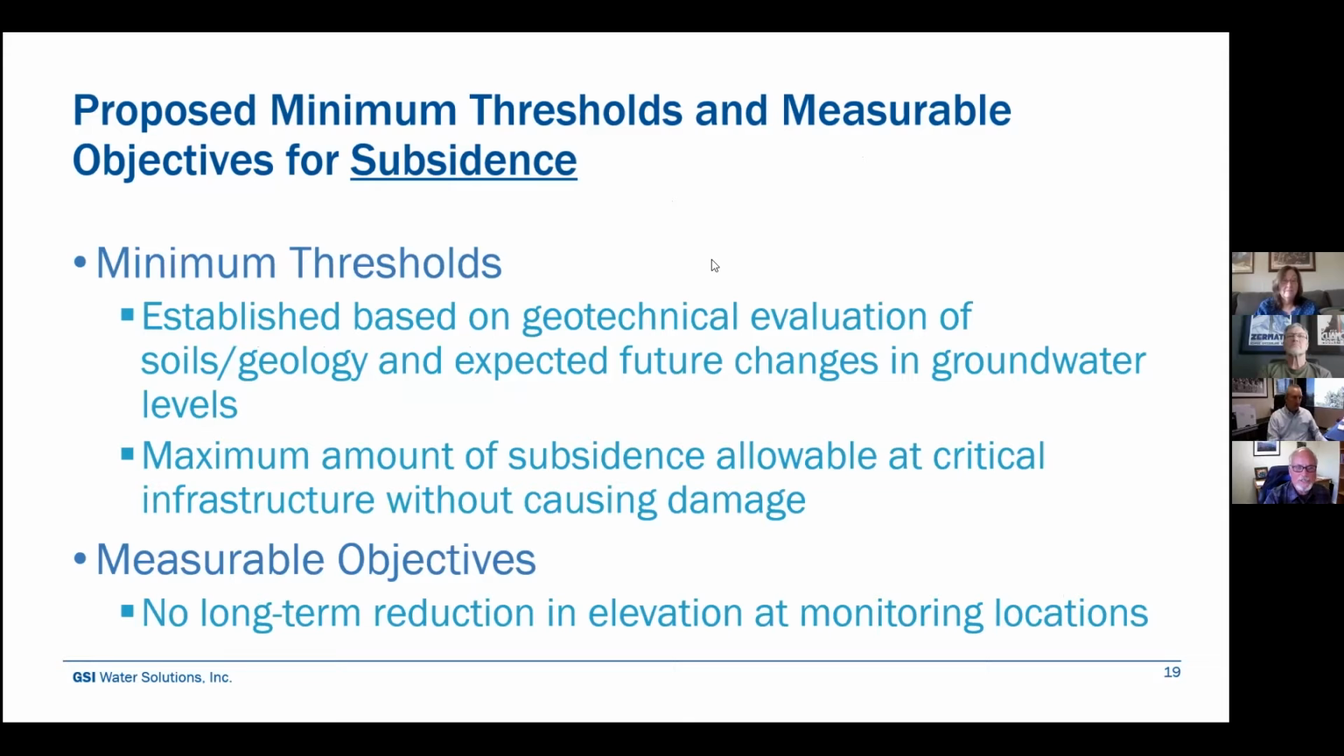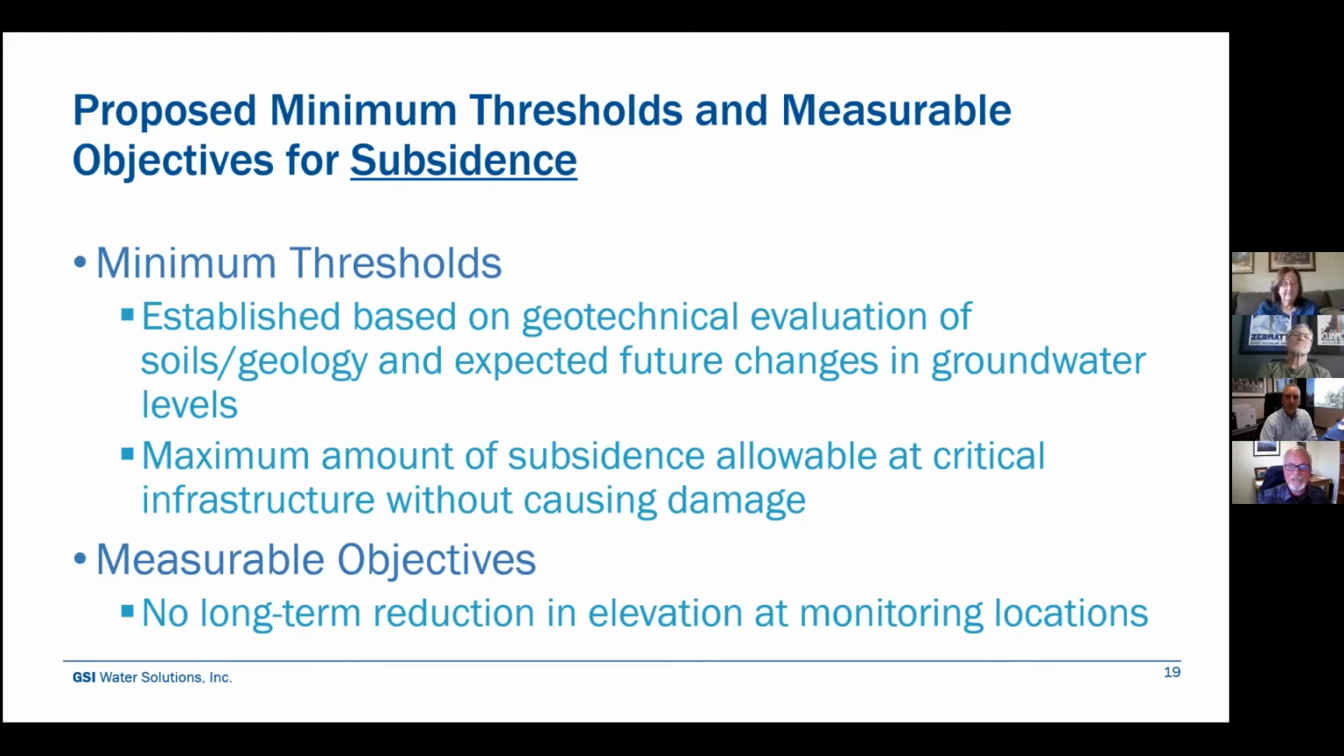For subsidence, we are planning to establish thresholds based on a geotechnical evaluation considering local soils and geology and expected future changes in groundwater levels. And we're going to be coming up with the maximum amount of subsidence that we would expect, and that might be allowable at critical infrastructure without causing damage. The results of that geotechnical evaluation are not yet available, but will be for the purposes of finalizing this chapter at some point soon.